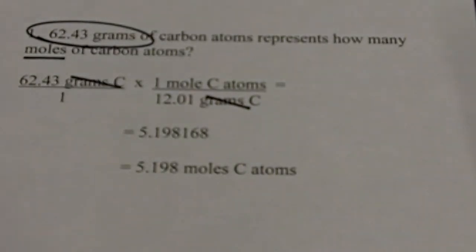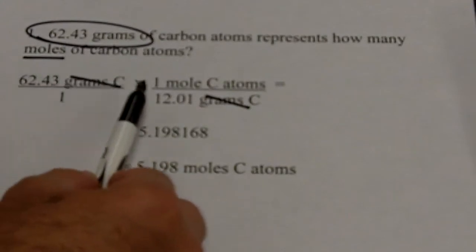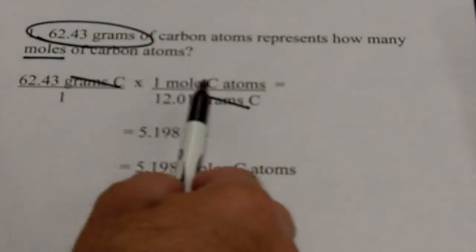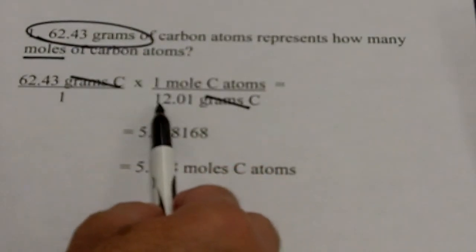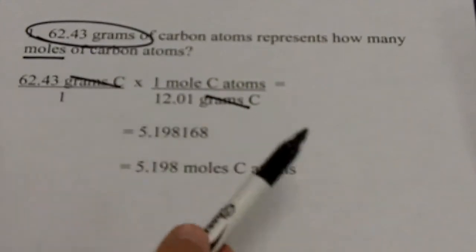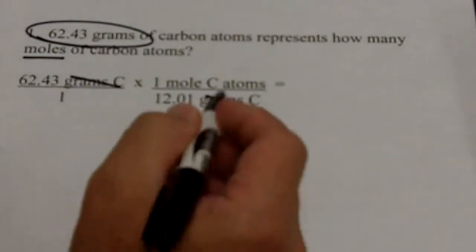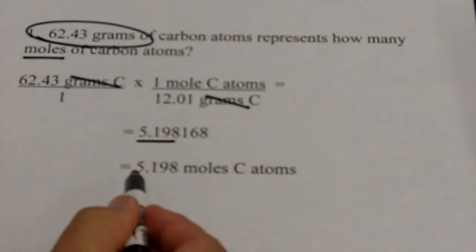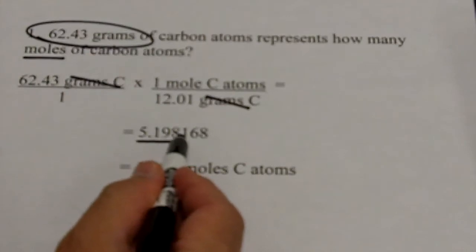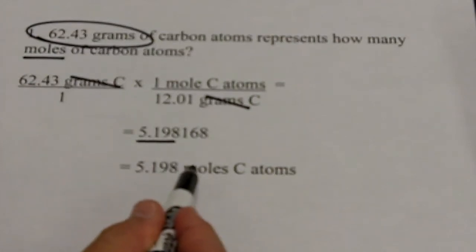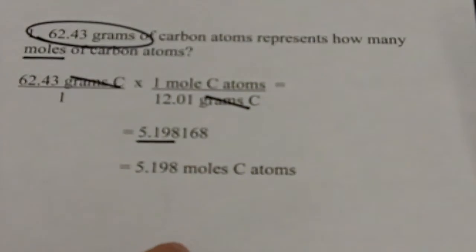Now I'm going to deal with significant digits. I have 4 here. This is unlimited, 1.000 forever and ever, so an unlimited number of significant digits for the 1 mole. And I have 4 here. So between those two, I need 4 numbers in my answer. I'll underline the first 4 numbers, 5.198. The next digit, 1, is not 5 or bigger, so it does not push this 8 to a 9. So my final answer is 5.198 moles of carbon atoms, and I'm done.